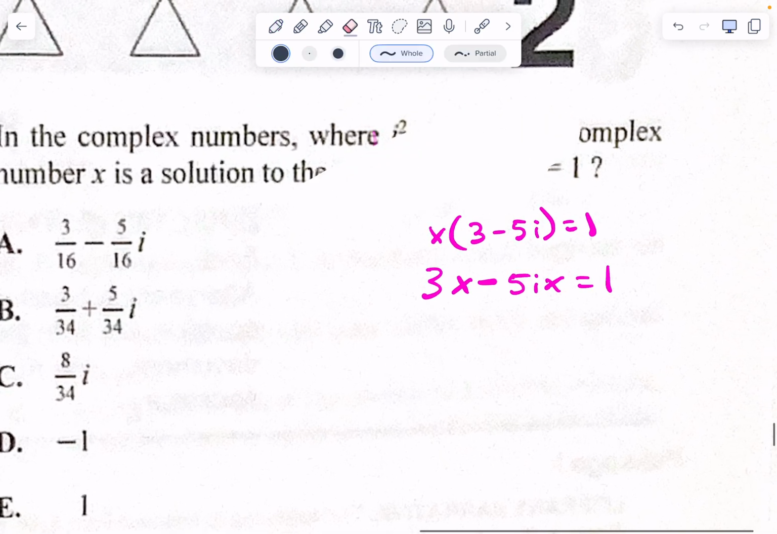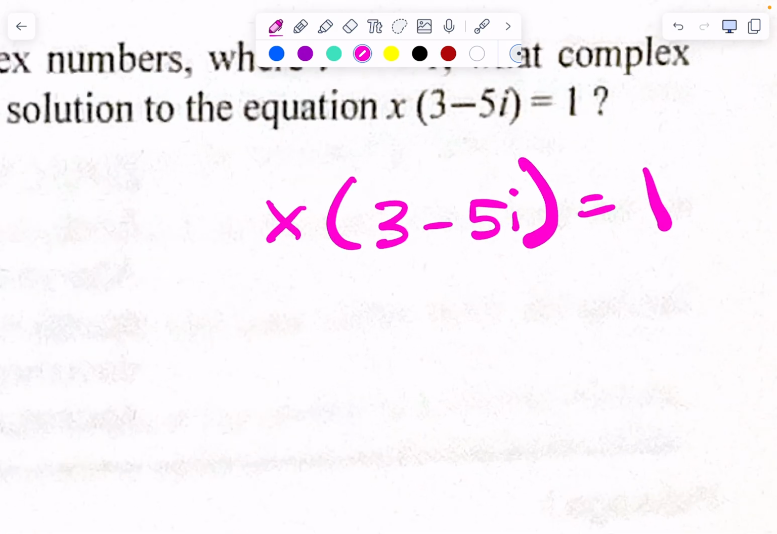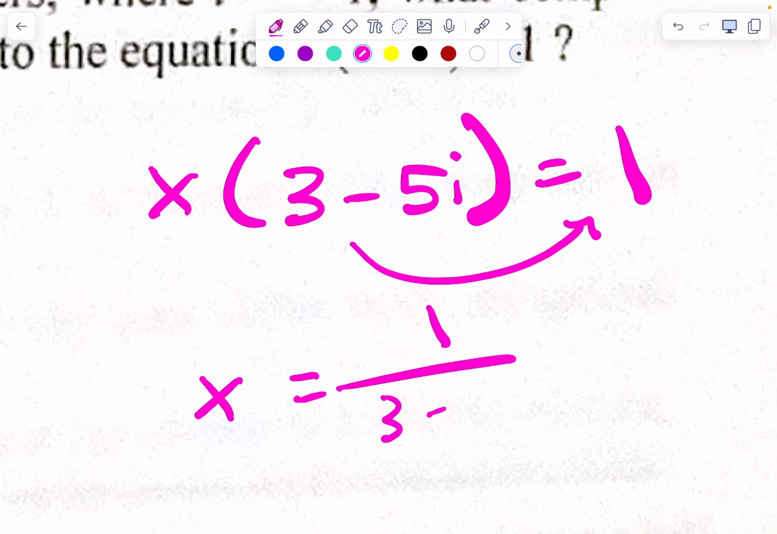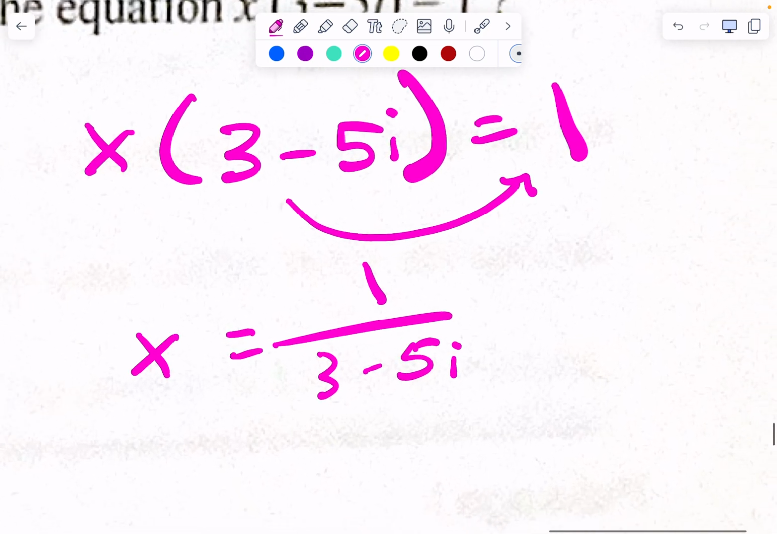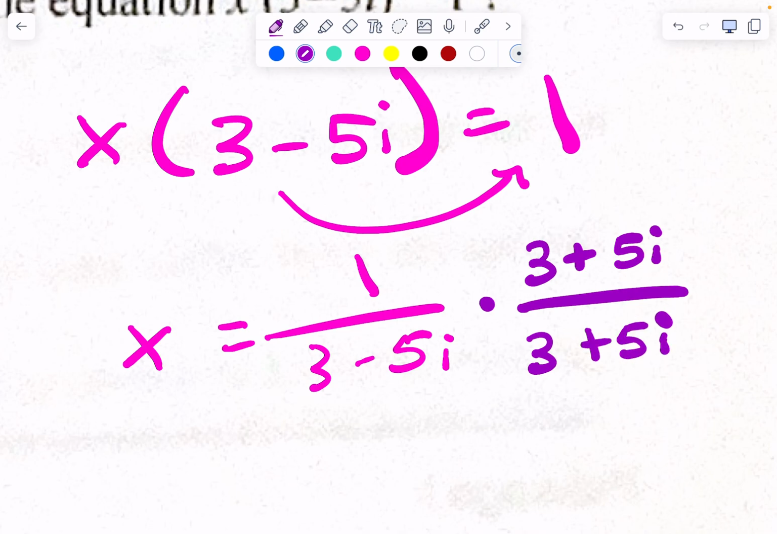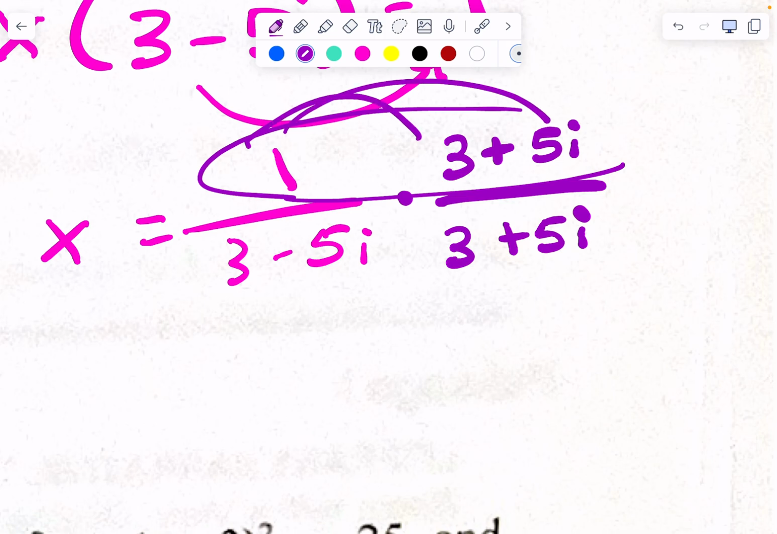Okay, check this out. X times (3 minus 5i). We're not going to multiply it. Divide this guy over. x equals 1 divided by 3 minus 5i, but it is improper to have an i in the bottom. So you multiply by 3 plus 5i, which is the conjugate, right? If I multiply the top by 1, I distribute that 1 through and get 3 plus 5i on the top.